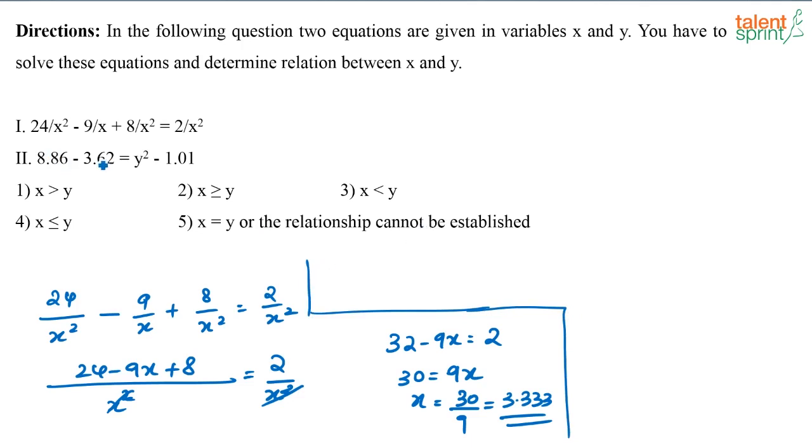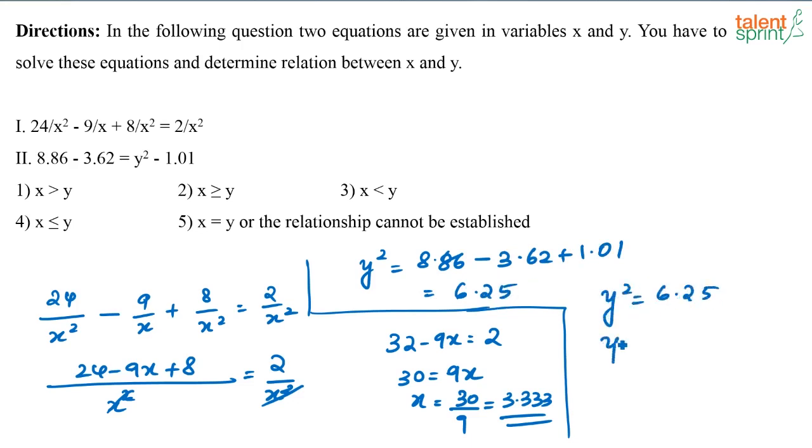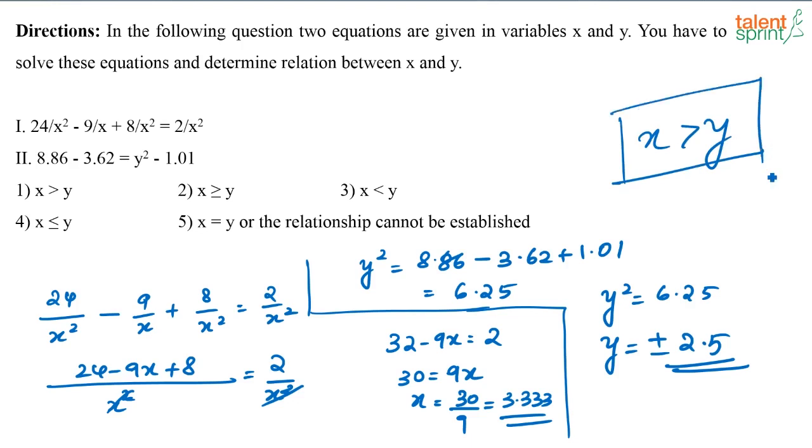Now the second equation, you have 8.86 minus 3.62 minus 1.01, that is equal to y squared. So if you take this minus 1.01 to that side, you will have y squared is equal to 8.86 minus 3.62 plus 1.01. So if you add these, what do you get? You get 6.25. I have y squared is equal to 6.25, or y is equal to plus or minus 2.5. Correct? 2.5 squared is 6.25, but y is equal to plus 2.5 or minus 2.5. Whatever be the value of y, x is going to be anyway greater than y. So your answer here is option 1, x is greater than y.